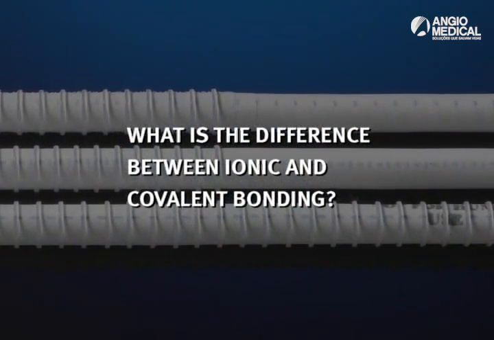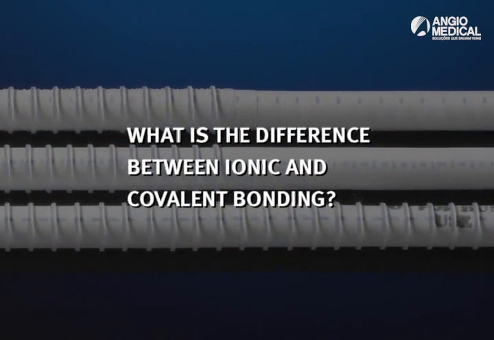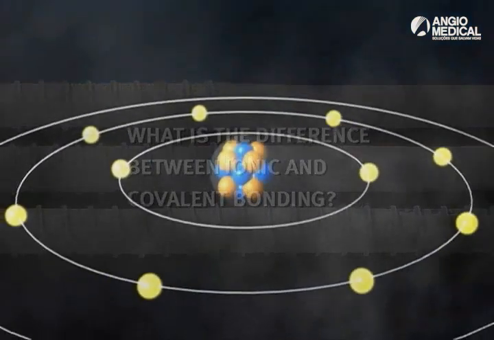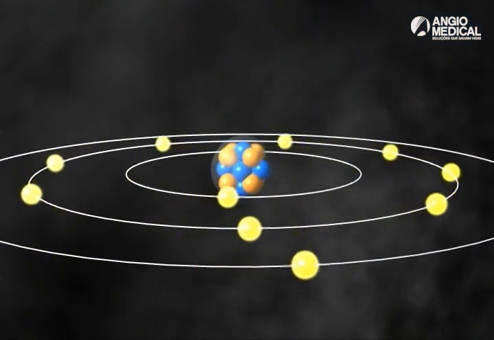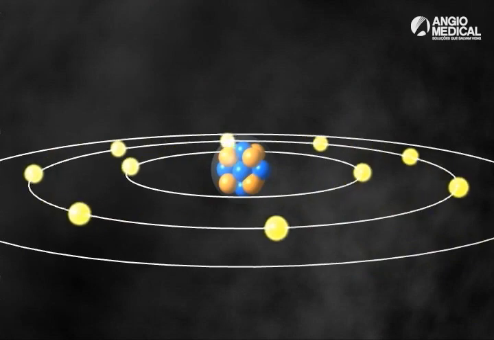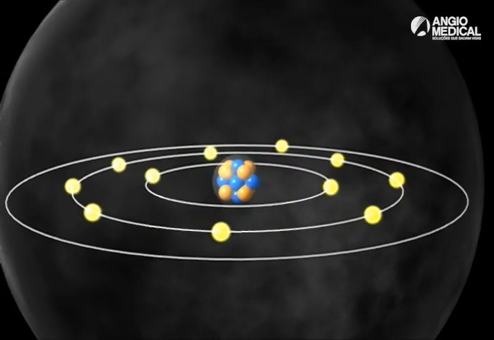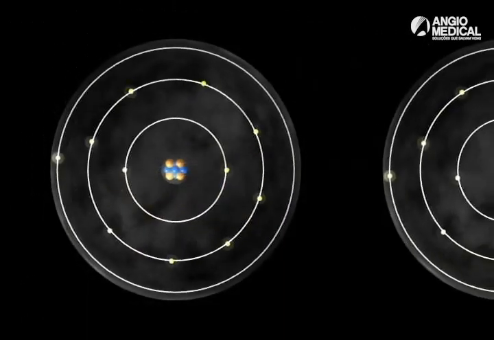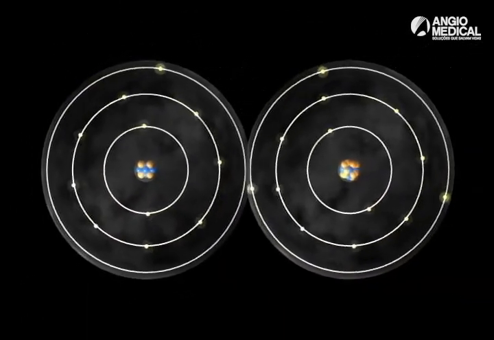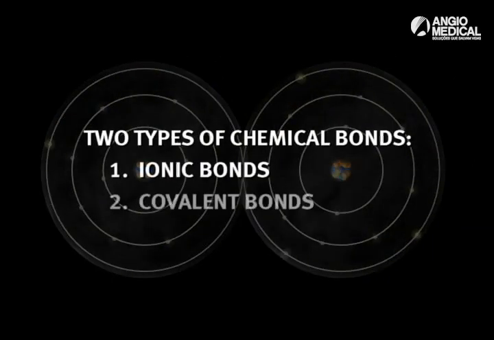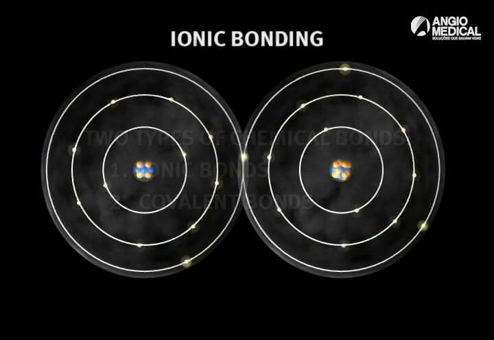To understand the difference between ionic and covalent bonding, let's review some basic chemistry. As you probably know, matter is made up of tiny particles called atoms. Atoms in one element react differently with atoms of other elements. A bond is an attractive force between two atoms. Basically, there are two types of chemical bonds, ionic and covalent. Let's look at ionic bonds first.